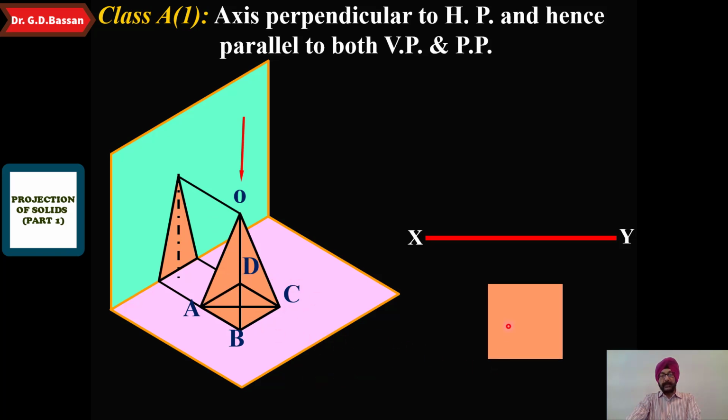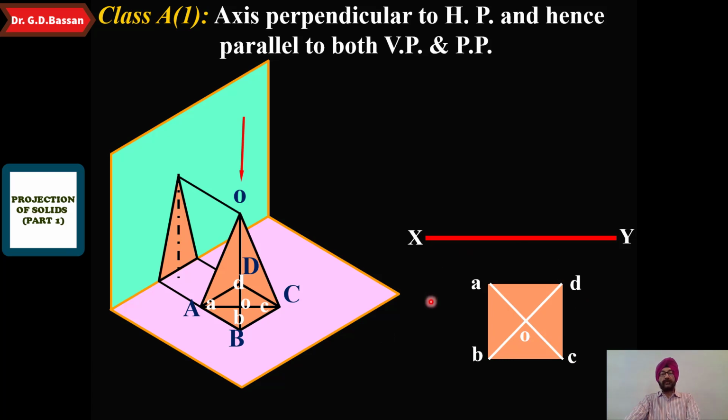That would be seen in the two-dimensional view as A, B, C is here, that would be shown here, and D is here, that would be shown here. The vertex point would be projected at the midpoint of the square. So when we join AC and BD, the intersecting point would be your vertex point.